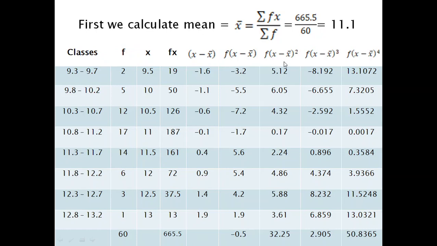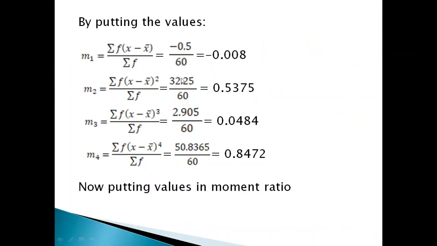Now again for the second moment, I have multiplied this column with both of these columns, and I get this result. Then for the cube I will multiply f into (x minus x bar) whole square by (x minus x bar), which becomes the cube, and after multiplying this cube again with the x minus x bar column, we get f into (x minus x bar) whole power 4. By adding all these columns and putting the values one by one into these formulas, you will get all four moments.